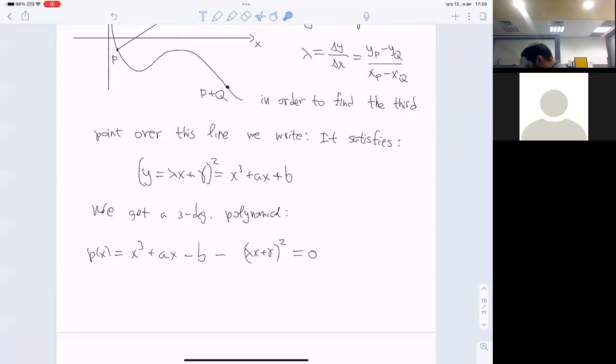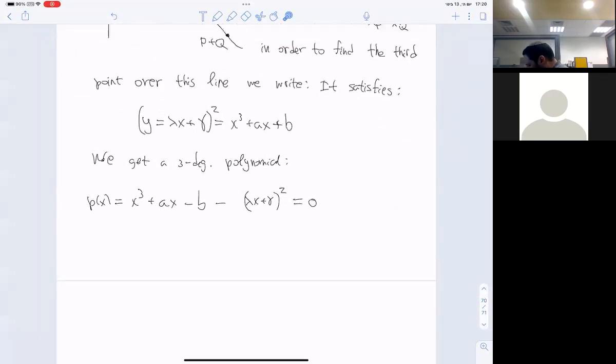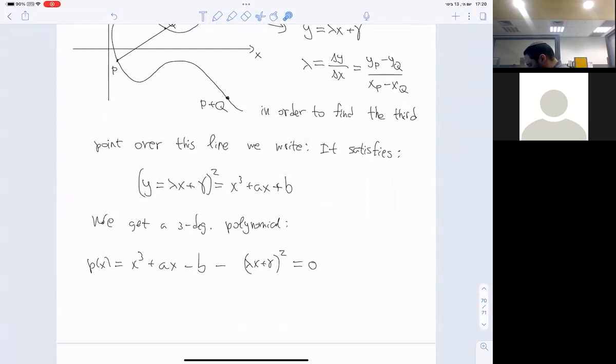What is this point here? We compare this line squared with the y squared of the elliptic curve. If we move it to the left-hand side of this equation, we get this polynomial, which has, of course, three roots.